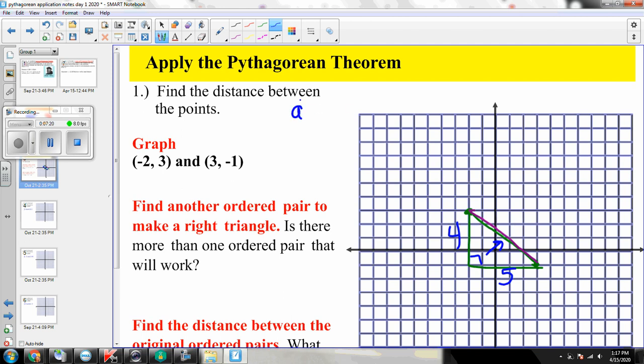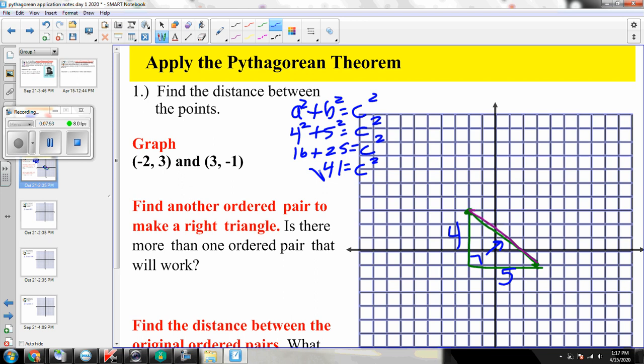So what I'm going to do is write the Pythagorean theorem, a squared plus b squared equals c squared. I know a and b are the legs, so 4 and 5 are a and b, and I'm trying to find the hypotenuse. The length of the hypotenuse is here from point -2, 3 to 3, -1. So I square 4 to get 16, I square 5 to get 25, I add 16 and 25 to get 41 since they're on the same side, and then I'm solving for c.